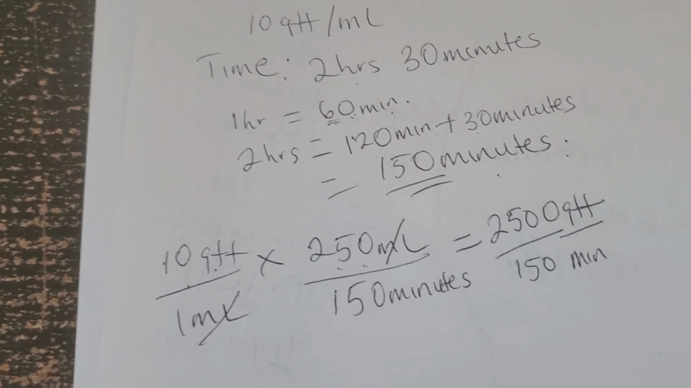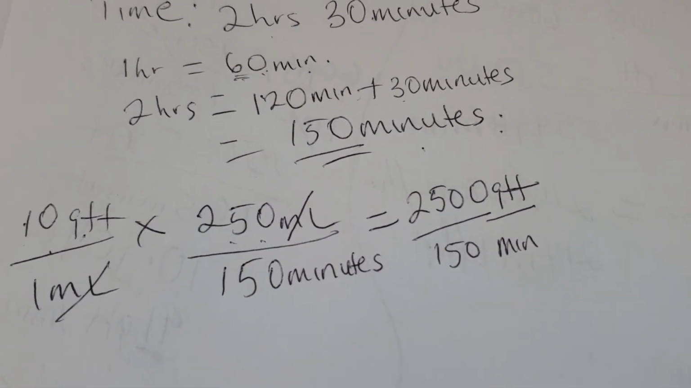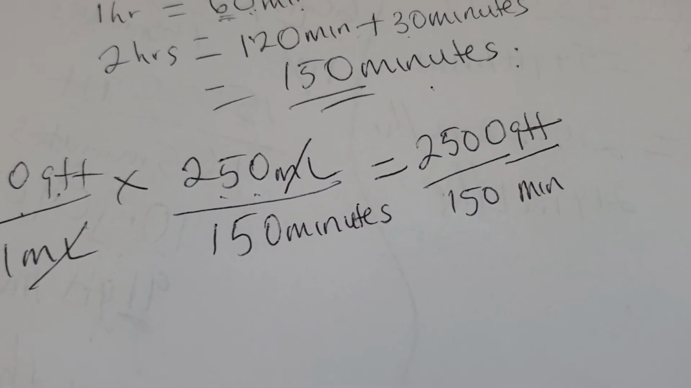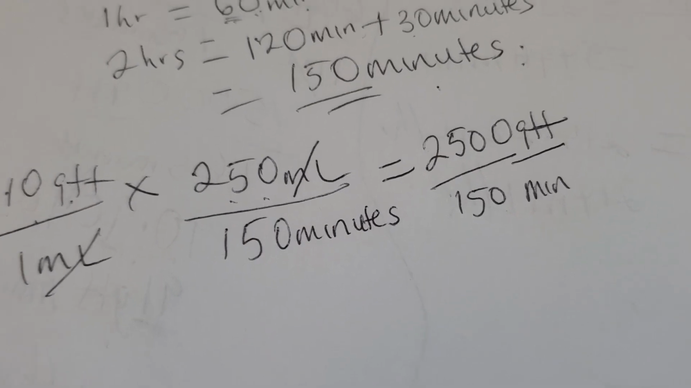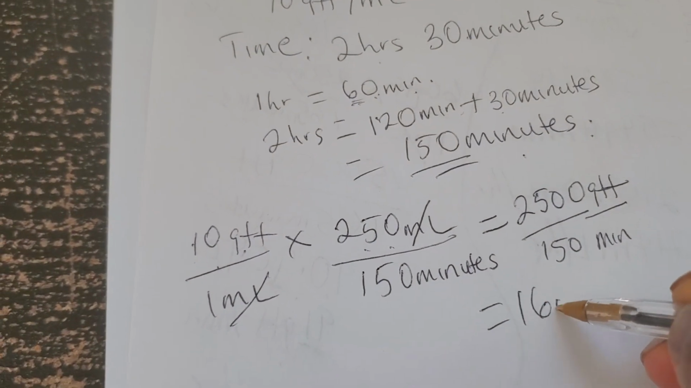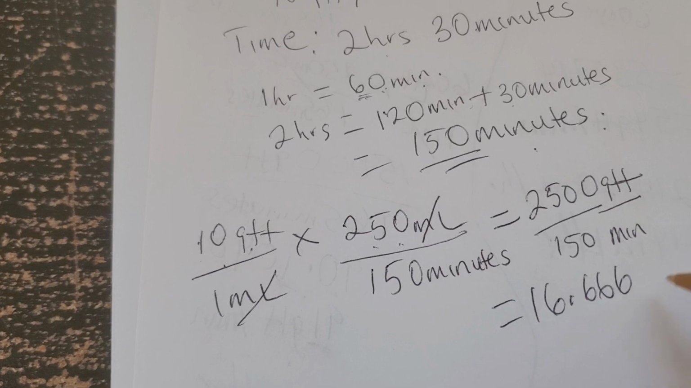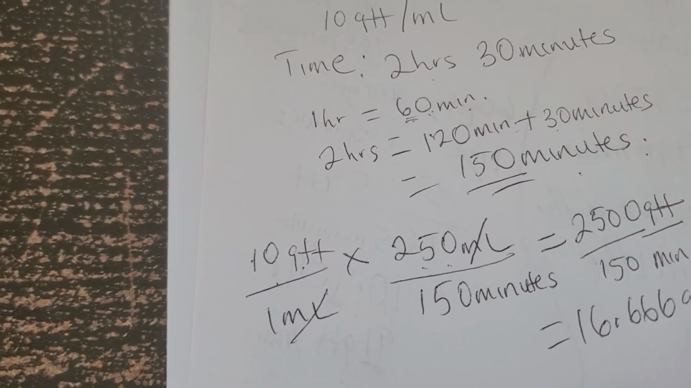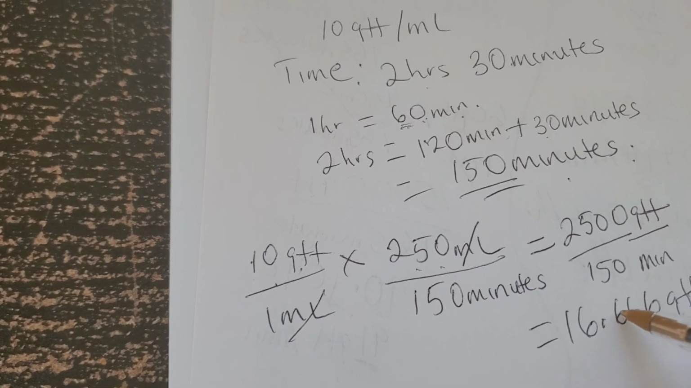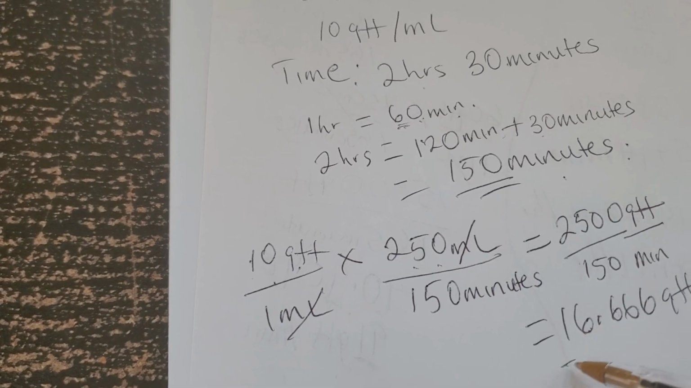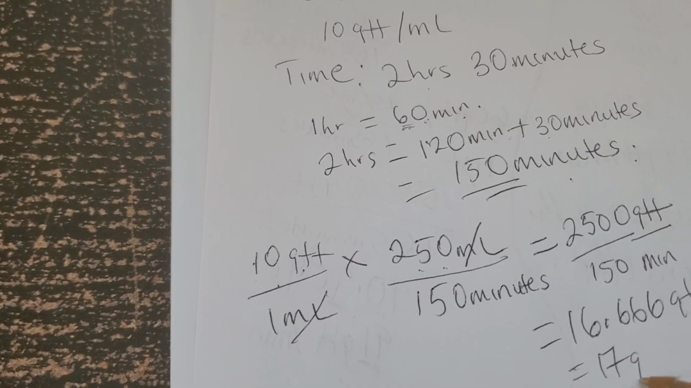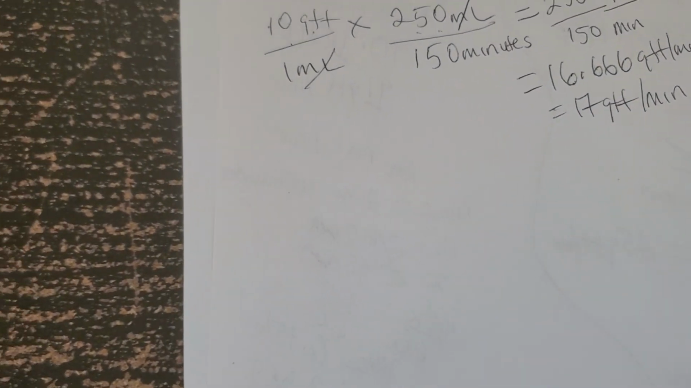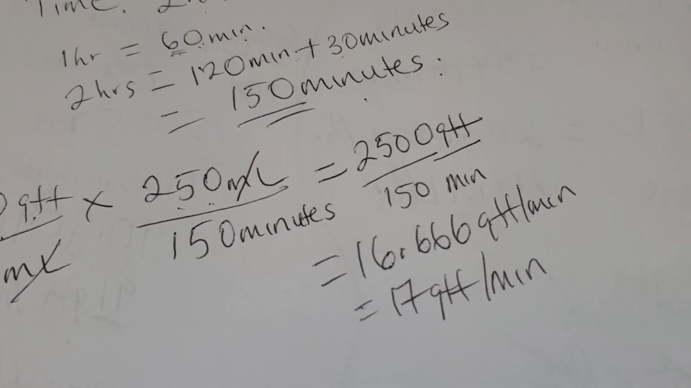Now 2500 divided by 150 should give us 16.666 drops per minute. So into whole number, we will add 1 to the 6 and round up. We will have 17 drops per minute. That's what you're going to get, 17 drops per minute.